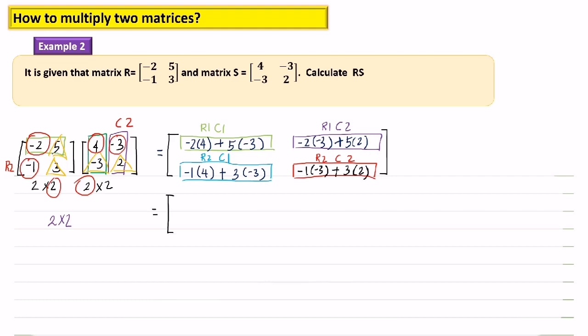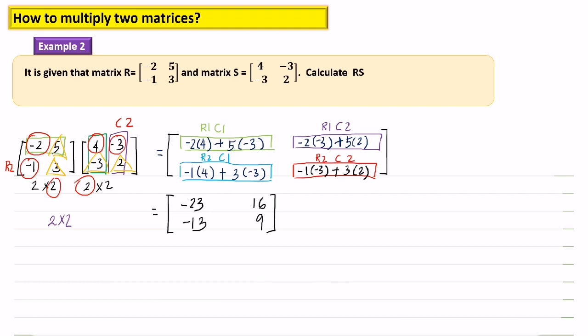Negative 2 times 4 plus 5 times negative 3 equals negative 23. Negative 2 times negative 3 plus 5 times 2 equals 16. Negative 1 times 4 plus 3 times negative 3 equals negative 13. The last one, negative 1 times negative 3 plus 3 times 2 equals 9.